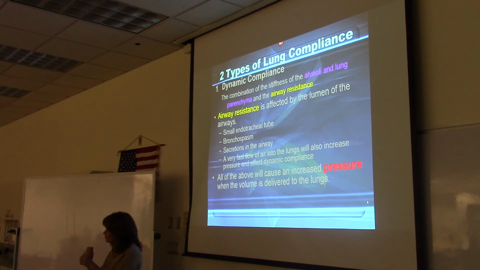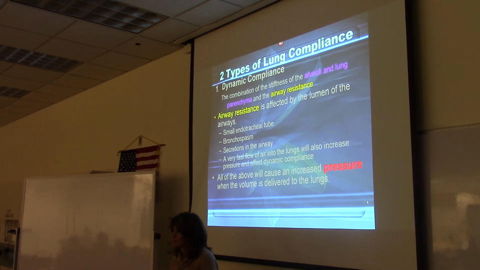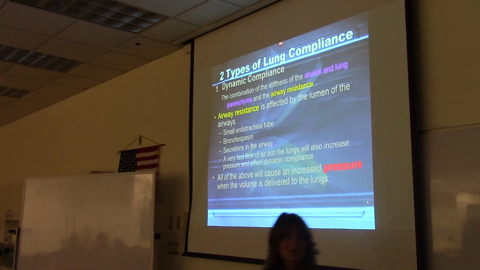So the smaller the airway, the more pressure it's going to take to push air through that airway. So on your ventilator, when you get a pressure reading, and the pressure reading is high, it could be high because there's narrowed airways, or it could be high because your alveoli are stiff. You don't know which one. All right, so that's the first type of compliance we're talking about.